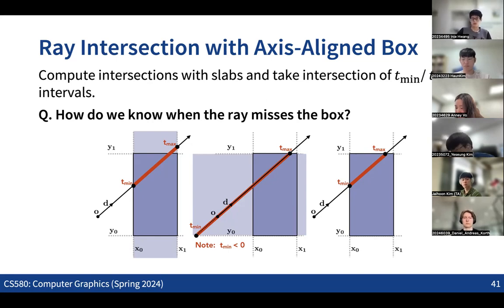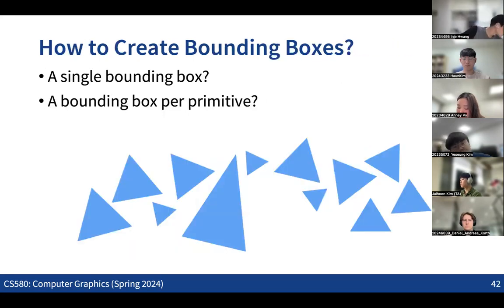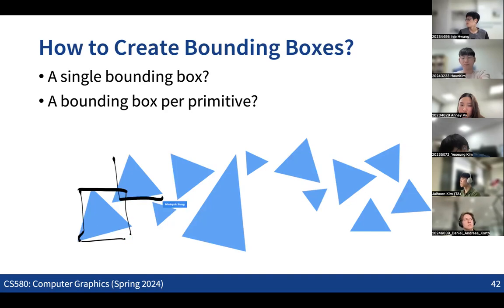So yeah, this is good. Now we can represent groups of objects using bounding boxes. And here the question is how should we define the bounding boxes? When you have a scene like this, should we make one big giant bounding box that includes everything? Or should we make bounding boxes for each of the objects, right?